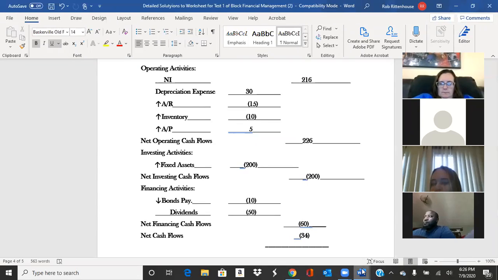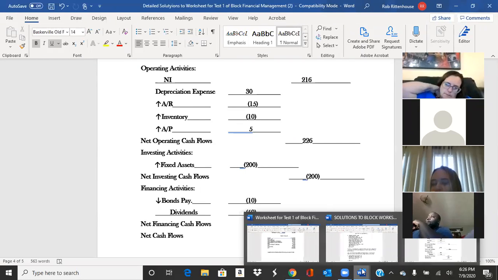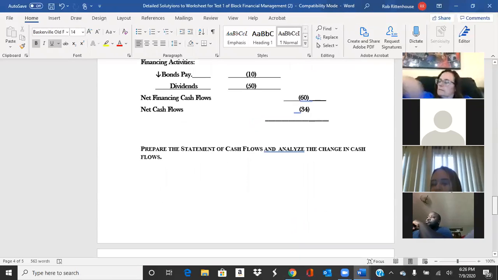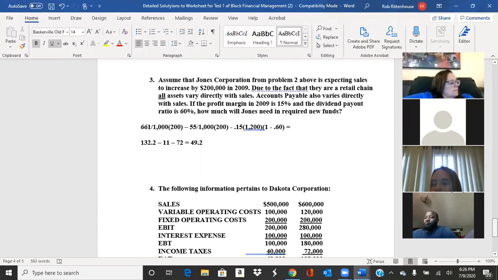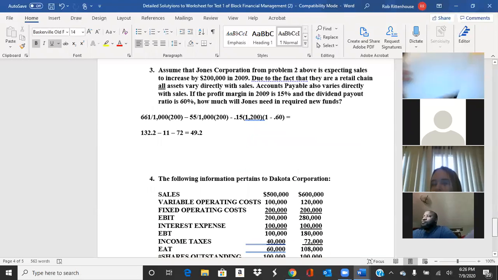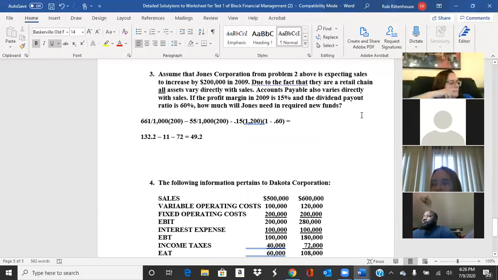Next problem then, and I guess we may as well go with the detailed solution to it. We said assume Jones Corporation from that problem above is expecting sales to increase by $200,000 in, well, since that was supposed to be 2020, I'm going to change this to 2021, just so we've got a little more current years here.